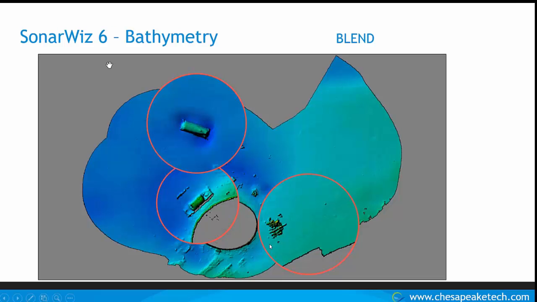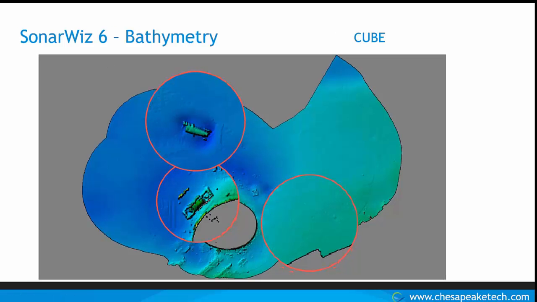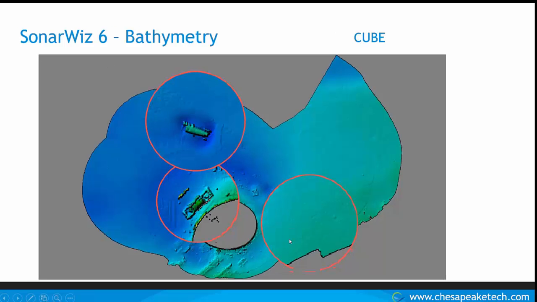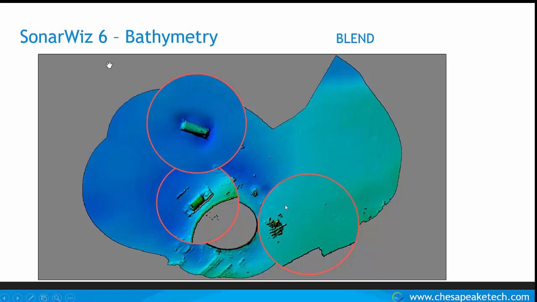However, the blending algorithm is not as good at cleaning out truly bad data, whereas CUBE was. If you look in this lower right-hand one, the blend algorithm, which I'm showing now, has an artifact in it because this wasn't clean data, whereas the CUBE algorithm was able to completely remove that. It must have been fish or something that was floating in the water column.